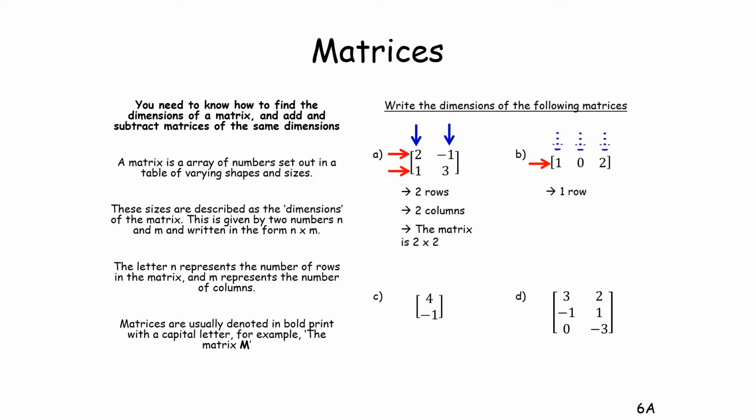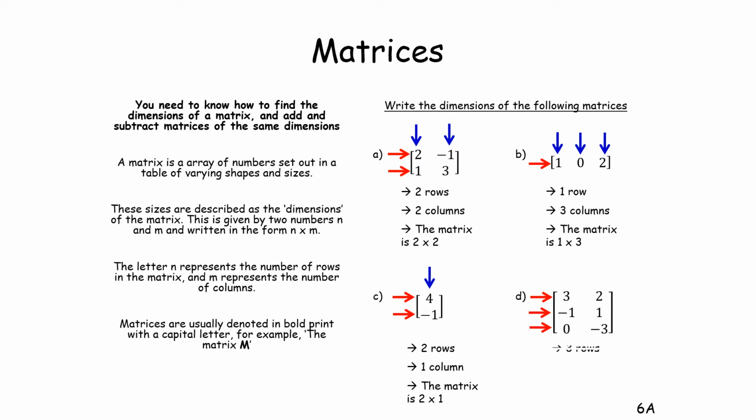Next one, we've got 1 row and 3 columns. So this would be a 1 by 3 matrix. Next one, we have 2 rows and 1 column, so it would be a 2 by 1 matrix. And the last one, we have 3 rows and 2 columns. So this would be a 3 by 2 matrix.